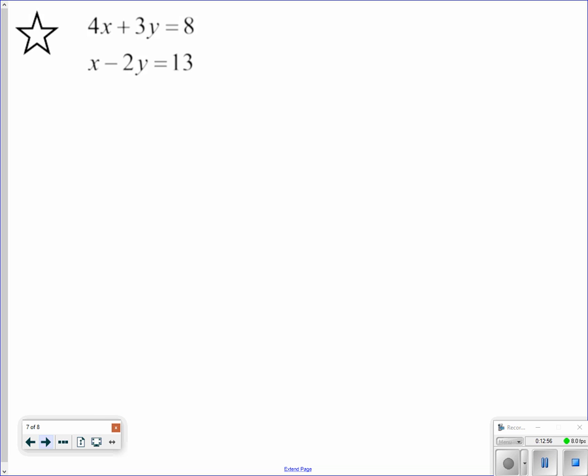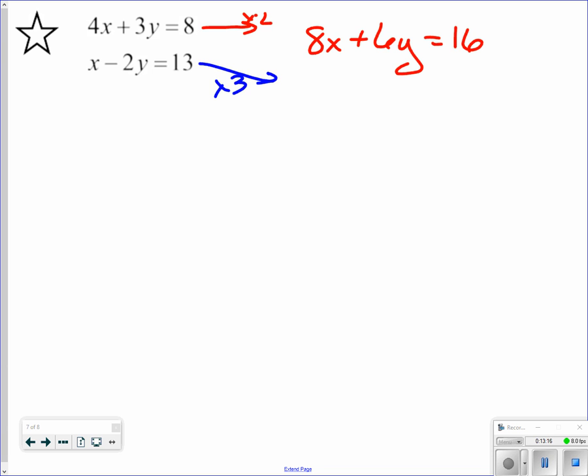All right, welcome back. Let's see if you got it right. It doesn't matter if you want to get rid of x or get rid of y. In this case, I'm going to try to get rid of y. So I'm going to multiply the top one by 2. If I multiply the top one by 2, I get 8x plus 6y equals 16. A common mistake, by the way, is to not multiply everything in the top equation by 2. Now I'm going to multiply the bottom one by 3.